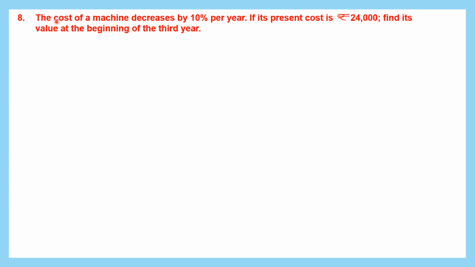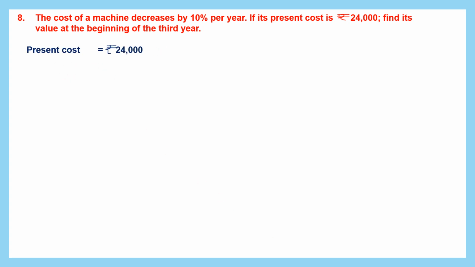Question 8. Cost of a machine increases by 10% per year. If its present cost is 24,000 rupees, find the value at the beginning of the third year. So when we say the beginning of the third year, we are actually meaning the end of the second year. Okay, so we have to find that. So here the present cost is so much, but every year it keeps going down, decreasing by 10%. So let's begin by saying the present cost is 24,000 rupees.